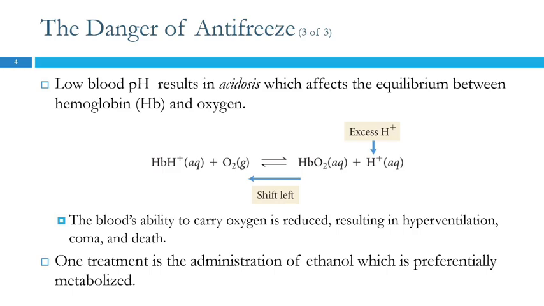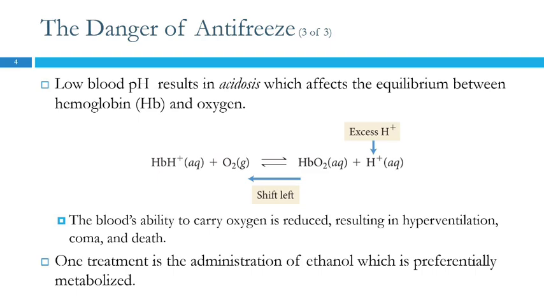Low blood pH results in acidosis. And the big danger there is it affects the equilibrium between hemoglobin and oxygen. We talked about this earlier in the semester. Hemoglobin and oxygen are in an equilibrium with hemoglobin bound to the oxygen. And so where the concentration of oxygen is high, the hemoglobin picks it up. That's in your lungs. And then it travels through your bloodstream and encounters places that have lower oxygen concentrations, and it releases the oxygen.